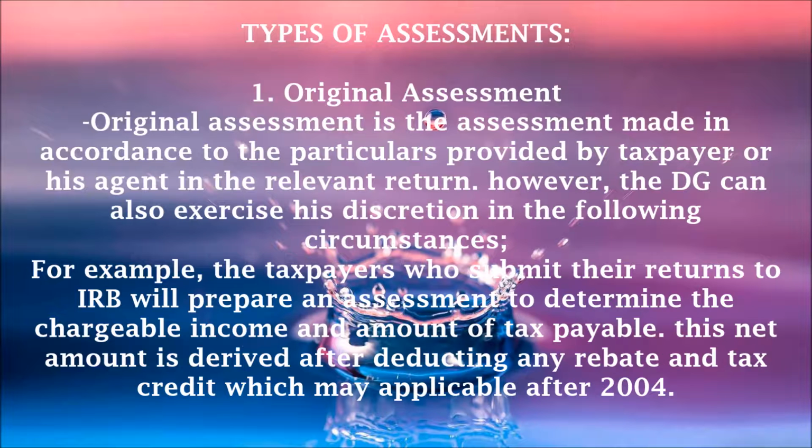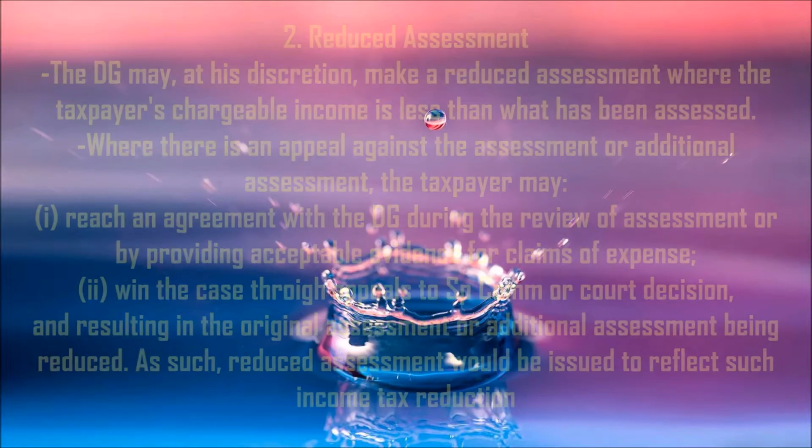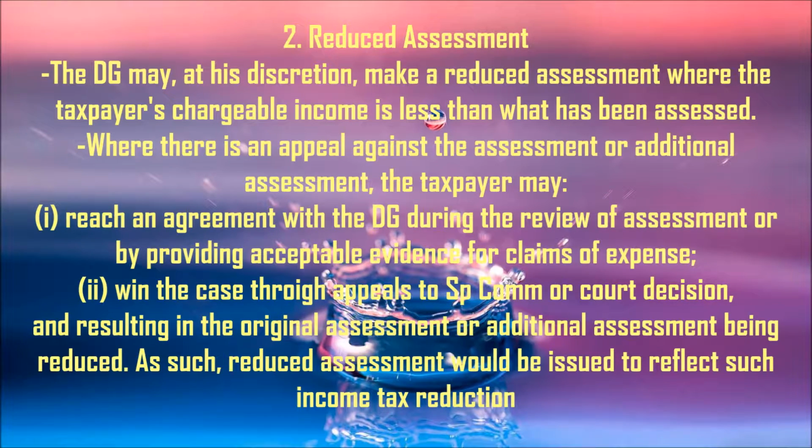For example, for taxpayers who submit their returns to IRB, the tax authority will prepare an assessment to determine the chargeable income and amount of tax payable. This net amount is derived after deducting any rebate and tax credit which may be applicable after 2004. The second is reduced assessment.